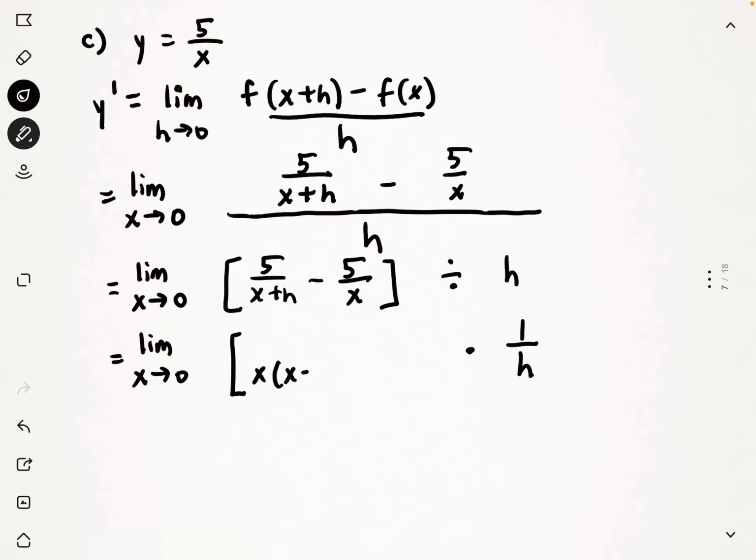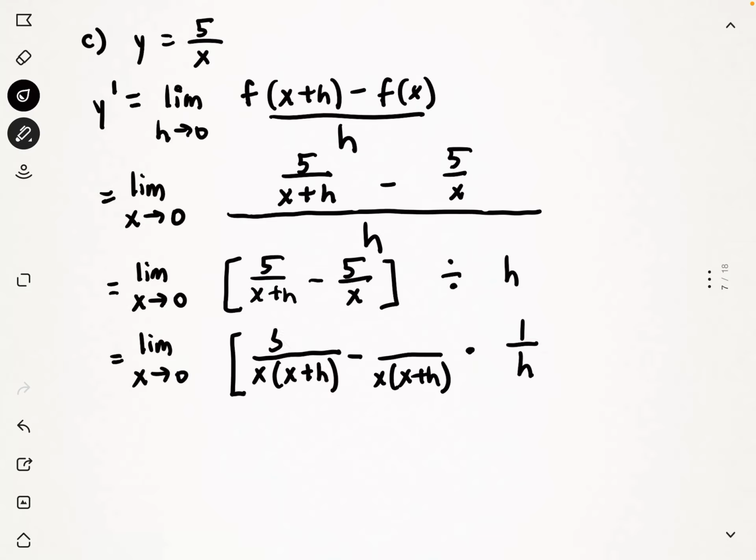So in this case, what we have to do is make our common denominators x times x plus h, like this right here. On the first fraction, we put an x on the denominator, so we have to multiply the numerator by x as well. And on the second fraction, we multiply the denominator by x plus h, so I multiply the numerator by x plus h.